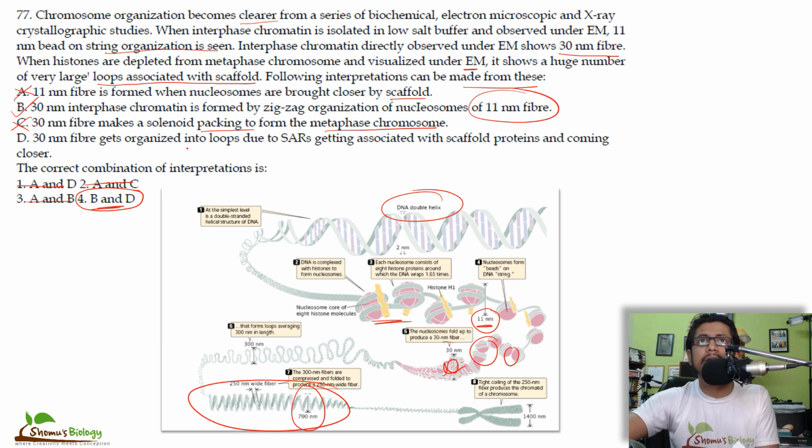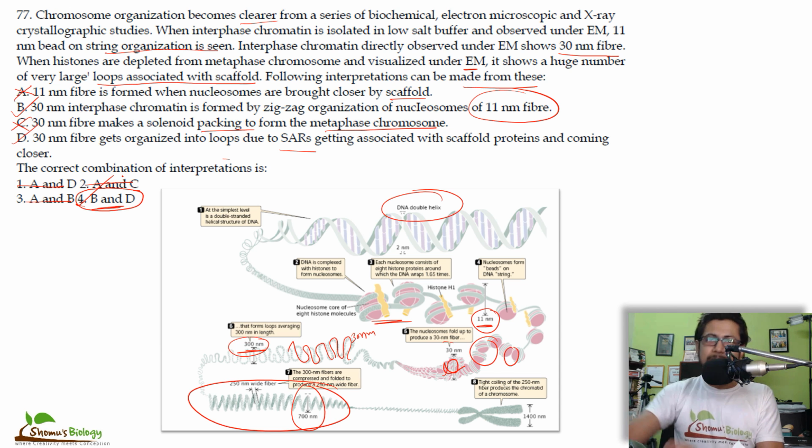D: 30 nanometer fiber gets organized into loops due to SARs getting associated with the scaffold proteins coming closer. That's true, because these 30 nanometer fibers are getting closer and closer, forming loops. Once multiple loops are formed, that forms a 300 nanometer fiber, and that 300 nanometer fiber will start arranging on the scaffold proteins to form the final model of the chromosome structure at the end. So obviously D is also correct. B and D both are correct, so option 4 is correct. Pretty easy, right?